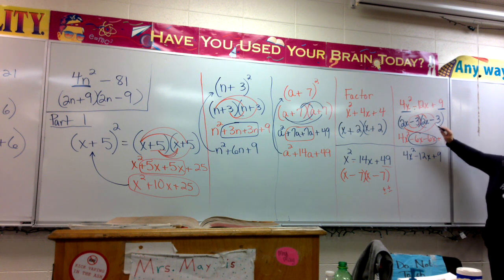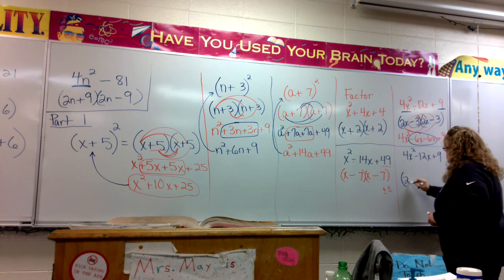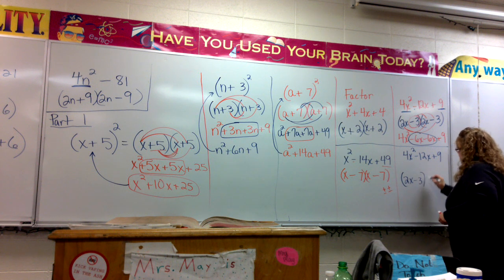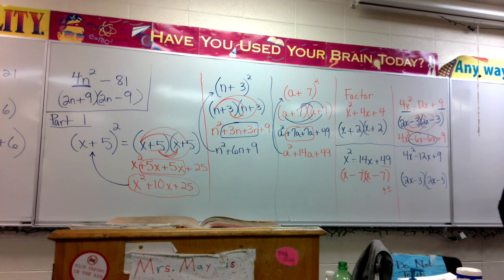So here's our answer. I marked it all up, but that's our answer. Our answer was 2x minus 3, 2x minus 3. Does that make sense?